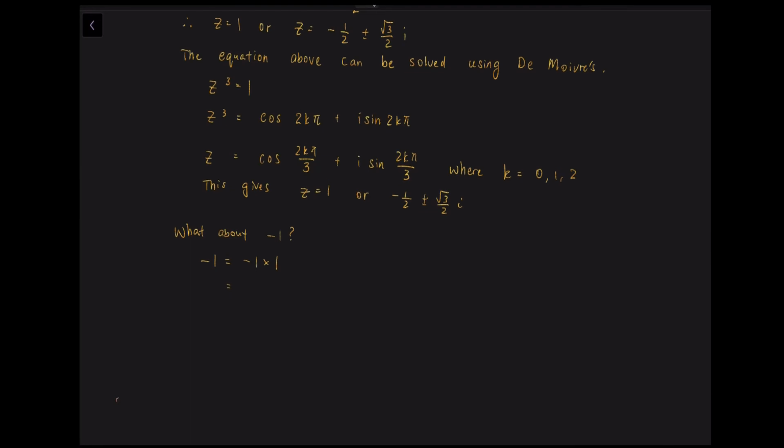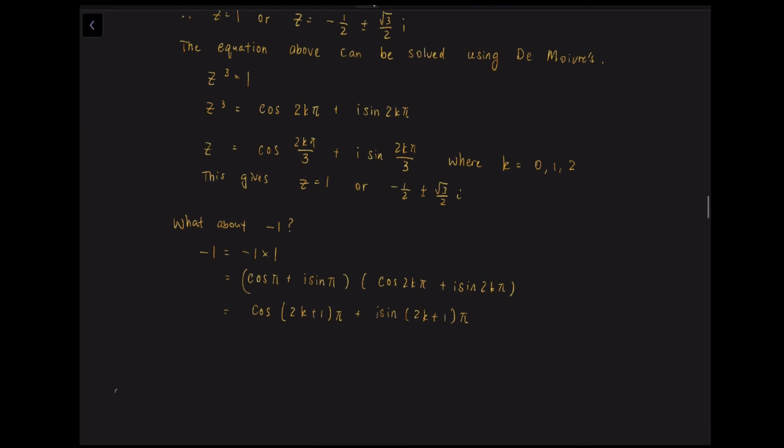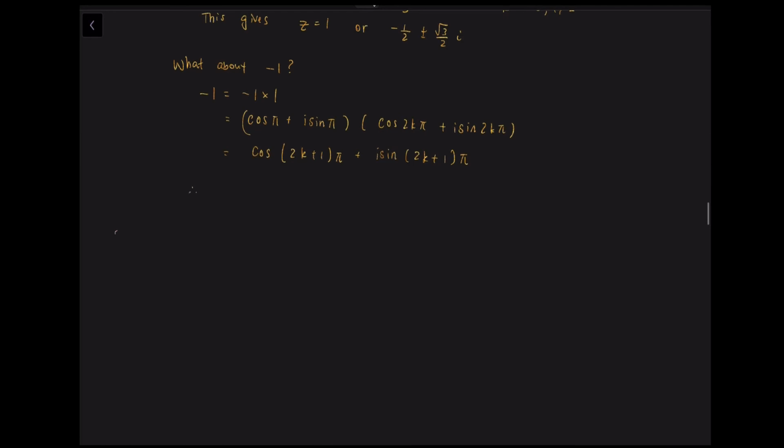What about negative 1? So we know that negative 1 equals negative 1 times 1. And negative 1 is cos pi. So sine pi is still 0, so cos pi plus i sine pi times cos 2k pi plus i sine 2k pi, which is equivalent to cos (2k plus 1) pi plus i sine (2k plus 1) pi. Thus, we find the solution to z cubed plus 1 equals 0 as follows.